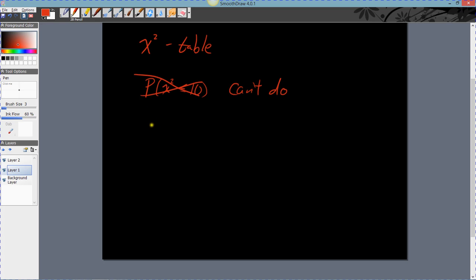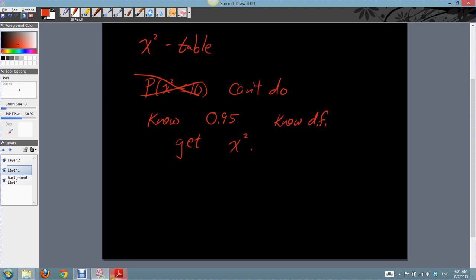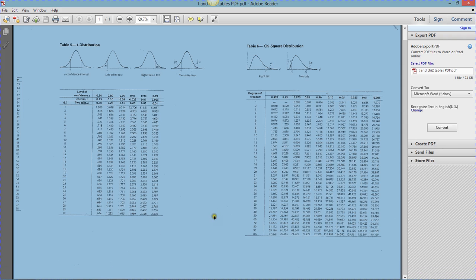All you can do is, if you know the probability you want, so say 0.95 or 0.9, 0.99, and you know your degrees of freedom, then you can get chi-squared. That's all you can really use the chi-squared table for, just like it was with the t-table. So let's pull up the table and look at it.